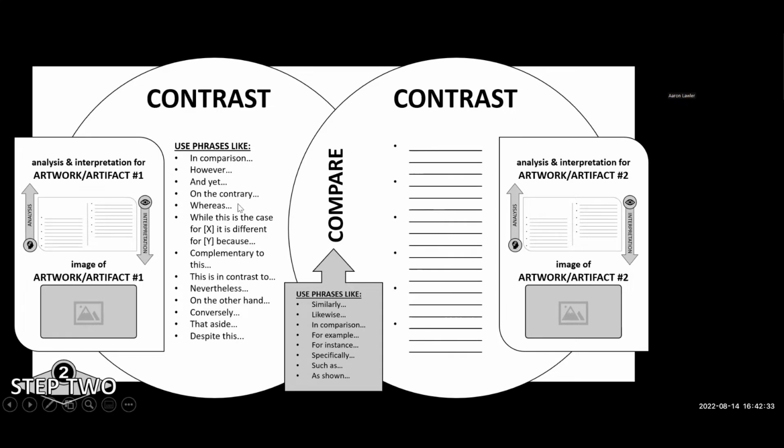So there should be sentences like this. This is in contrast to, nevertheless, on the other hand, conversely, despite this, right? Those are triggers that say we're looking at two things and we're going to point out a difference between them. Okay, once you've done the contrasting part, you also have to do the comparing part, which is to find the similarities, right? There are things that can be communicated between both works.